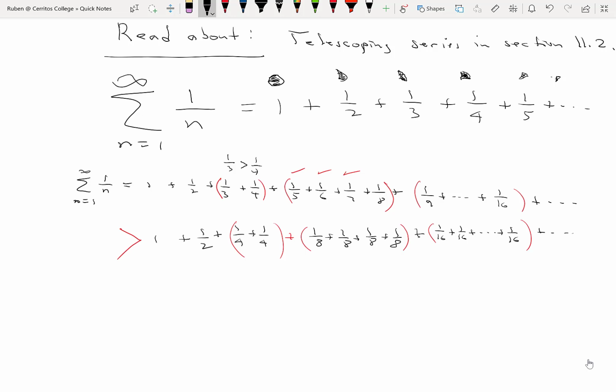Well, what do I get? I get that my original series is more than 1 plus 1/2, then 1/4 plus 1/4. What is it? It's 2/4. It's 1/2. What's 1/8 plus 1/8 plus 1/8 plus 1/8? It's 4/8. That's 1/2. How many 1/16ths are there? There are 8 of them. That's 8/16. This is 1/2.